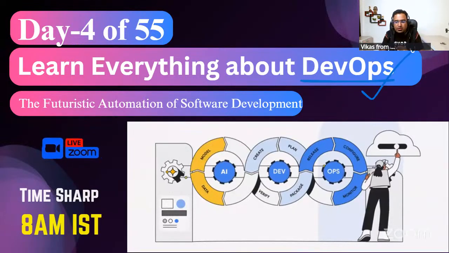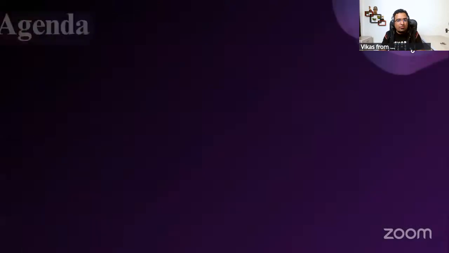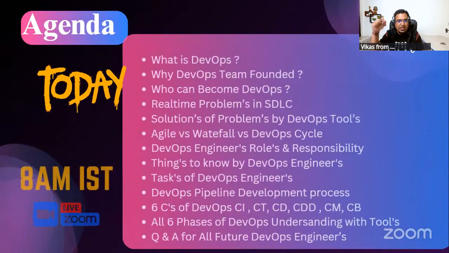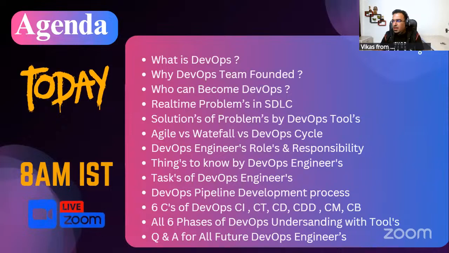What are the roles and responsibilities? What all things you have to be aware of as a DevOps engineer will be covered in today's session. I will teach you what exactly DevOps is, why the DevOps team has been founded, and why in around 70 to 80% of companies a DevOps team has been created. Who can become a DevOps engineer is also something I'm going to cover in today's session. Real-time problems in the software development lifecycle that have to be solved by the DevOps engineer, we will discuss that also.